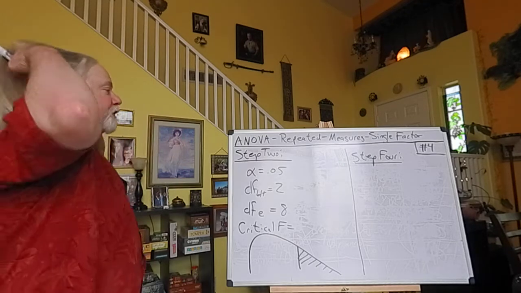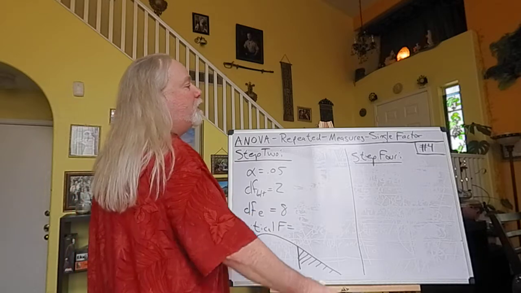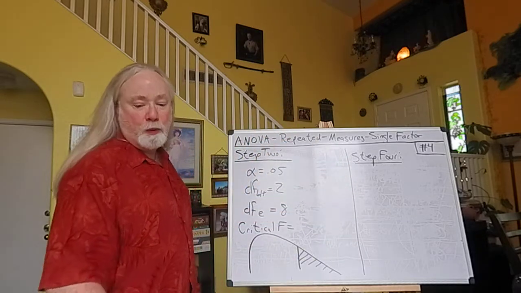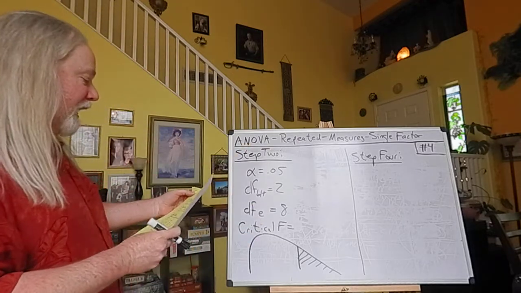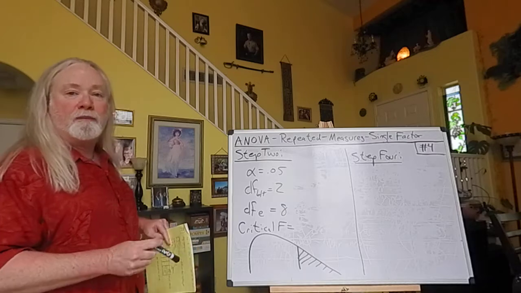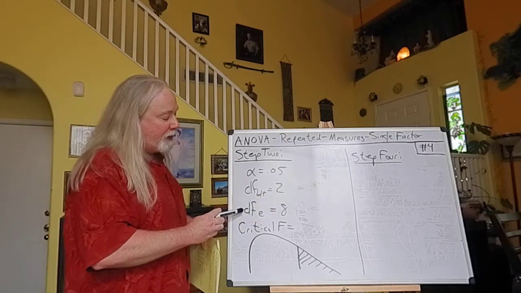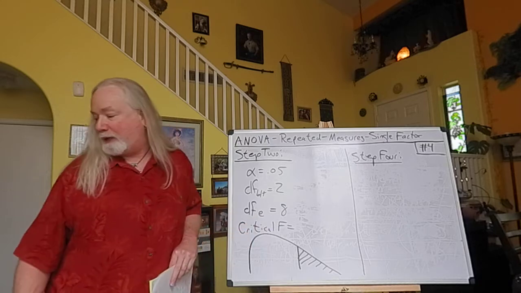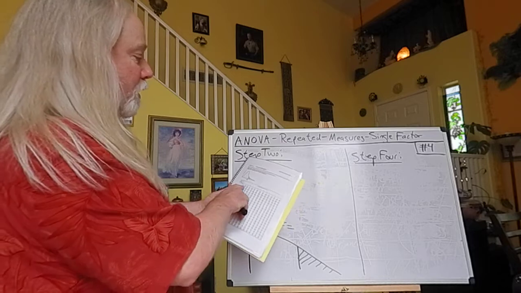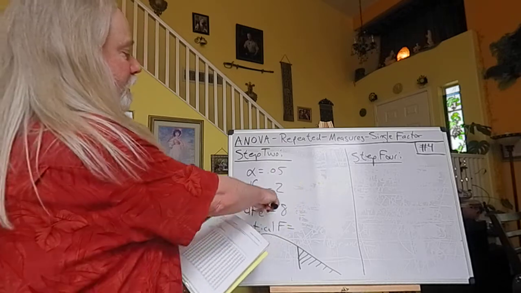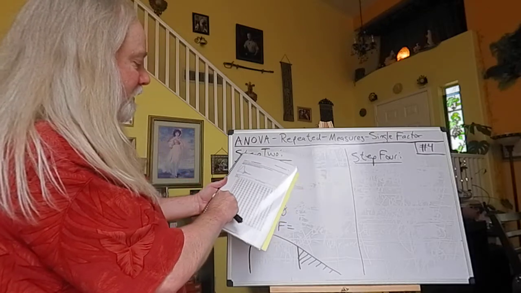All right, so we just finished step 3 in the example we've been working through. So now we need to step back to step 2. The problem told us to run this at an alpha level of 0.05. We now know that our degrees of freedom between treatments was 2, and our degrees of freedom for error was 8. So this becomes the same as before. Degrees of freedom for the numerator is 2. Degrees of freedom for the denominator is 8, so over to 2, down to 8.